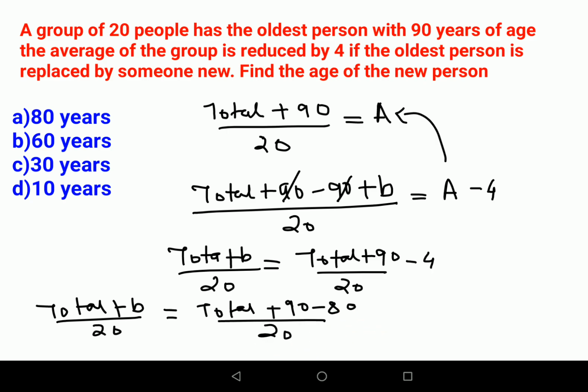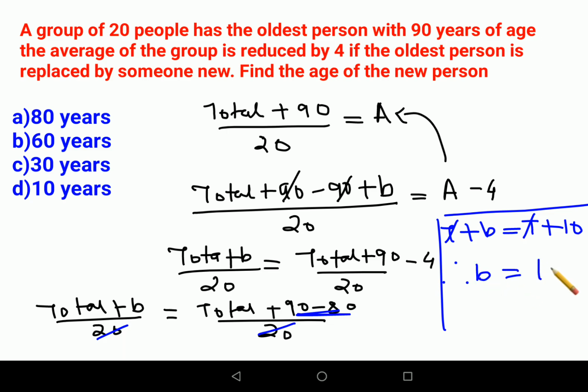Now if you see, 20 is getting cancelled on both sides. So we are just left with total. Let that total, I'm just writing it as t, so t plus b equals t plus 10. 90 minus 80 is 10. And on both sides, we can subtract t. So therefore, I can say the new age is nothing but 10. So here I can say the answer for this particular question is 10 years old.